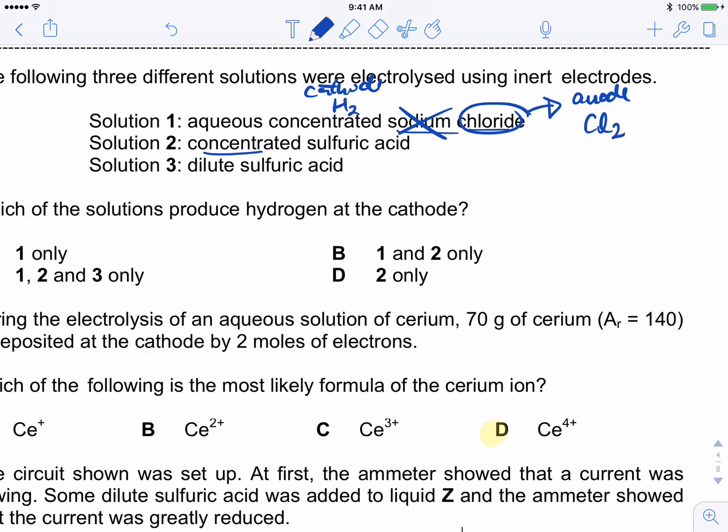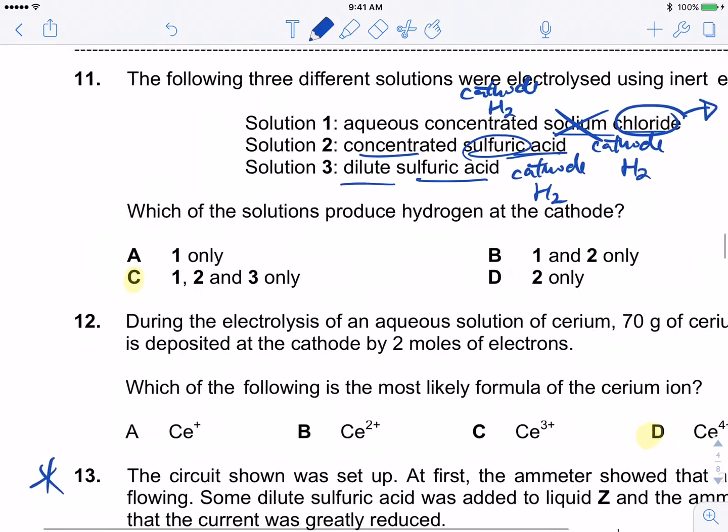Concentrated sulfuric acid. Sulfuric acid only has H plus as the cation, so definitely at the cathode we have hydrogen gas as well. Third, dilute sulfuric acid. Whether it's dilute or concentrated, H plus will still be the one that's coming out. So again, at the cathode, we'll have H2 gas. So the answer will be 1, 2, 3.